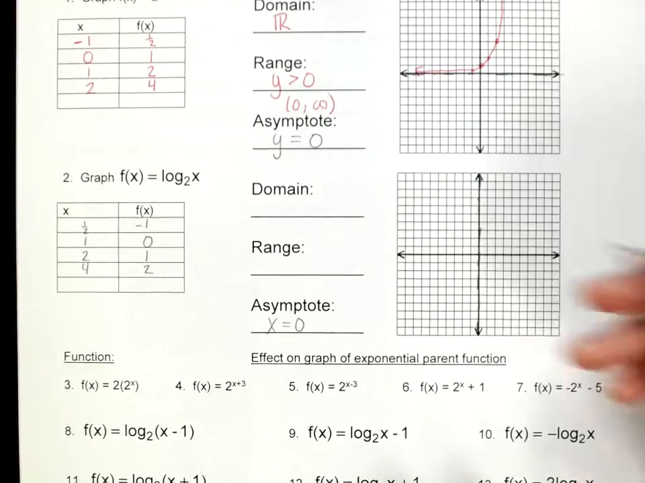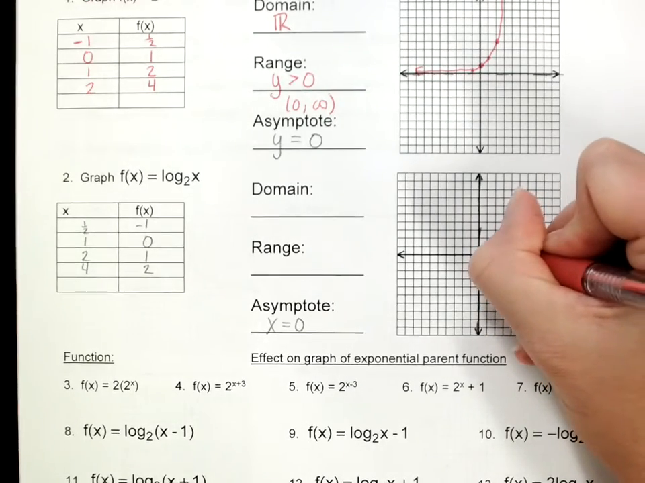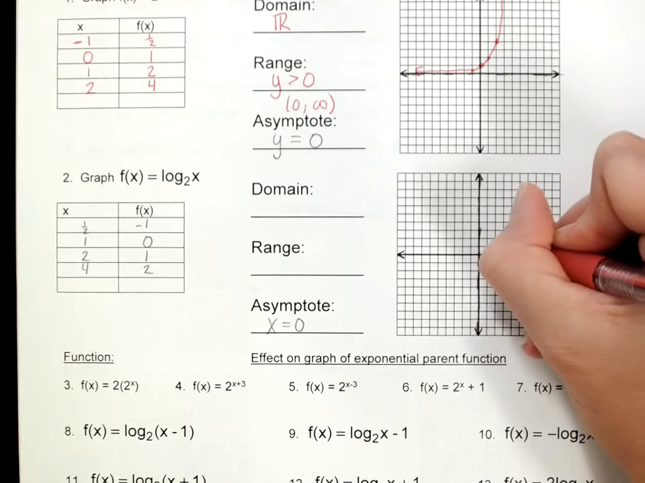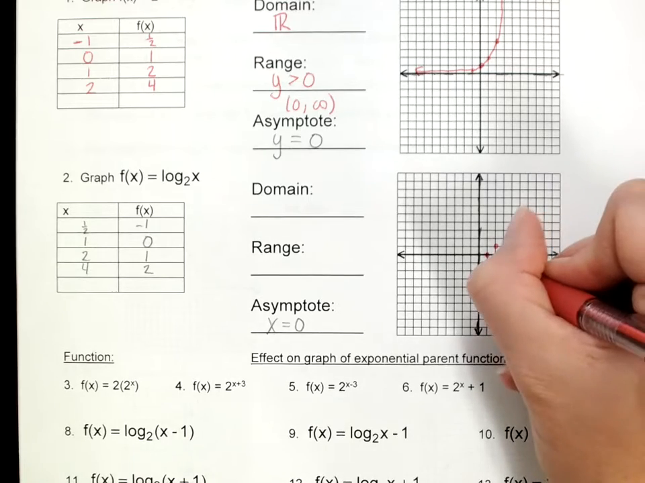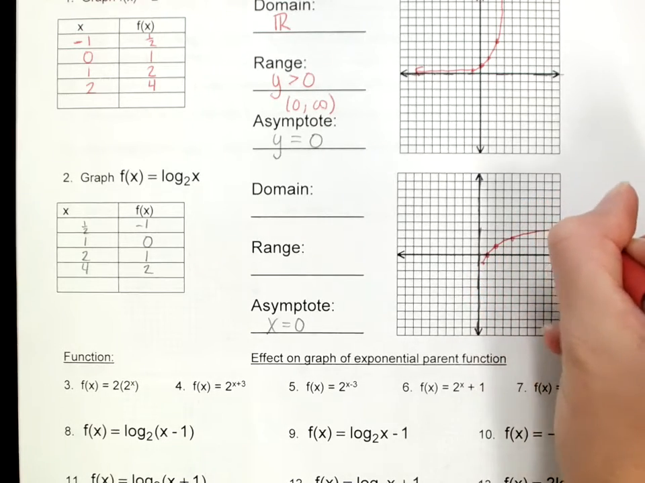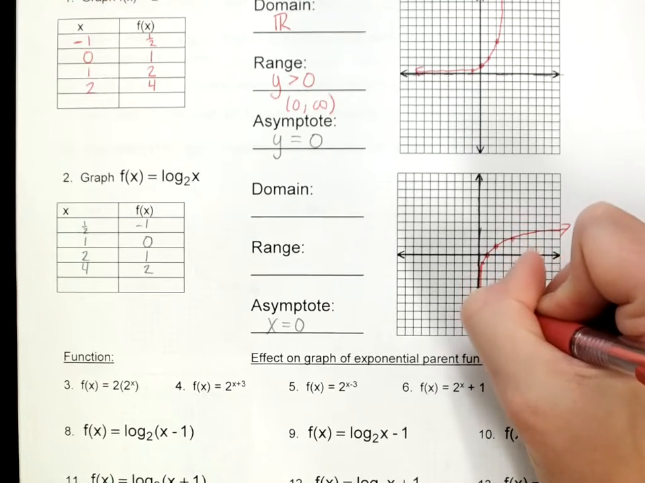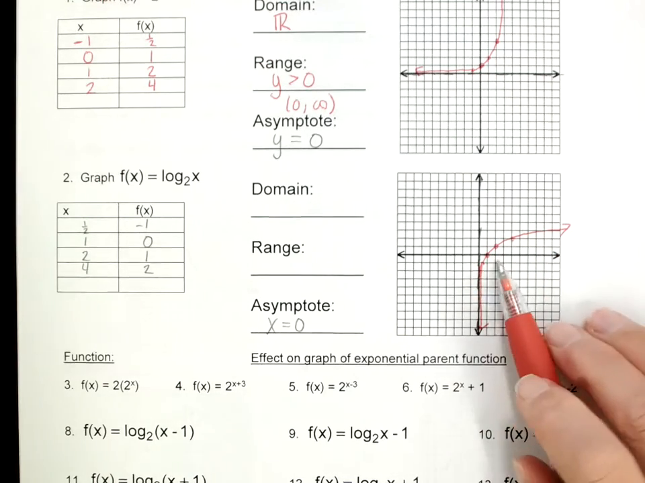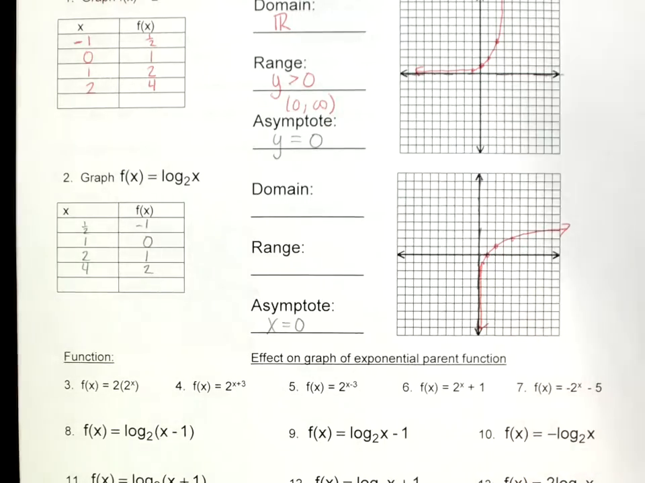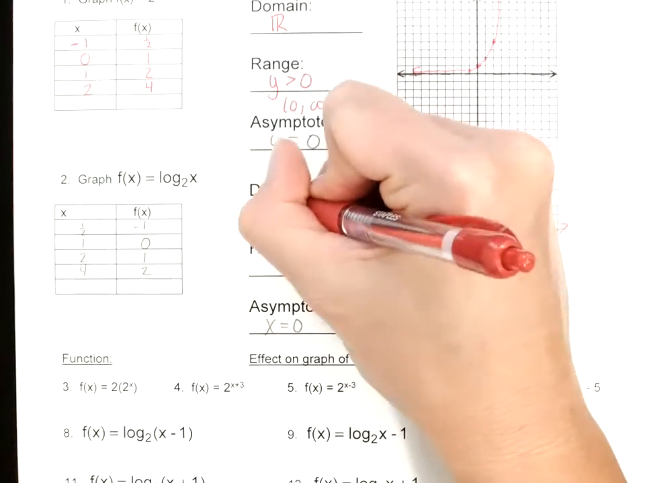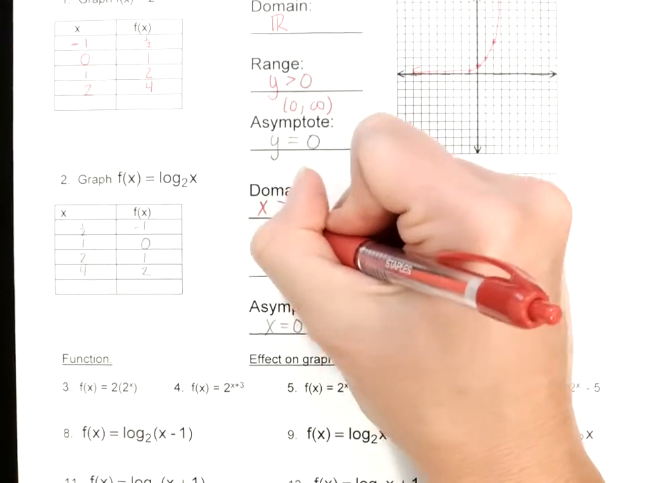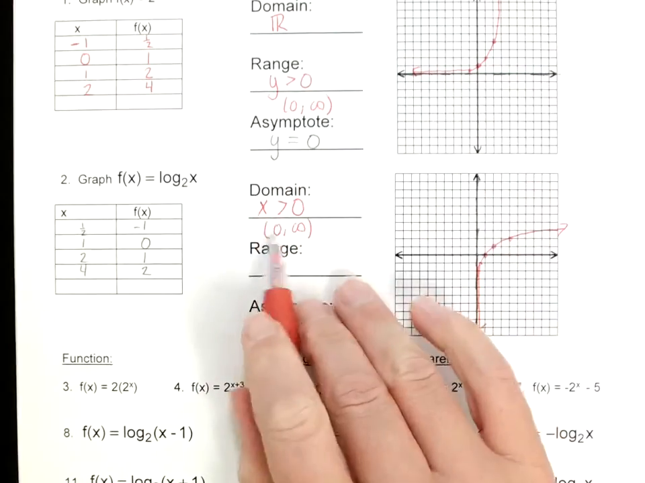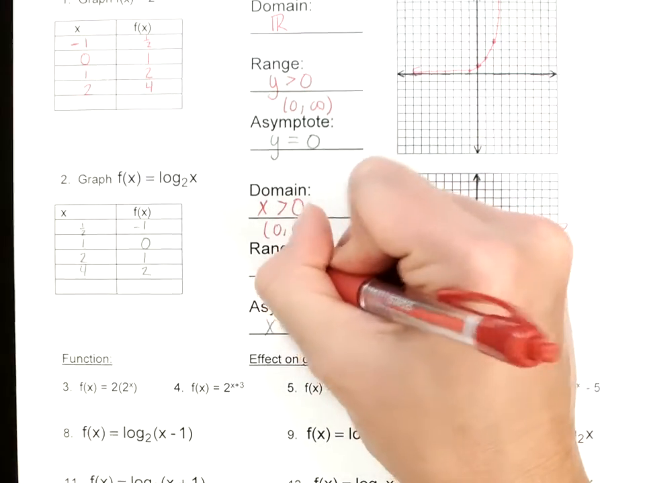I could plot my points: (1/2, -1), (1, 0), (2, 1), (4, 2). Creates this reflected graph. Again, be sure your line doesn't cross your asymptote. If I just switched my points, I kind of just switched my domain and range too. Domain is x is greater than 0. Again, not equal to because that's your asymptote. If you prefer the interval, 0 to infinity with the parentheses, range is all real numbers. Okay.